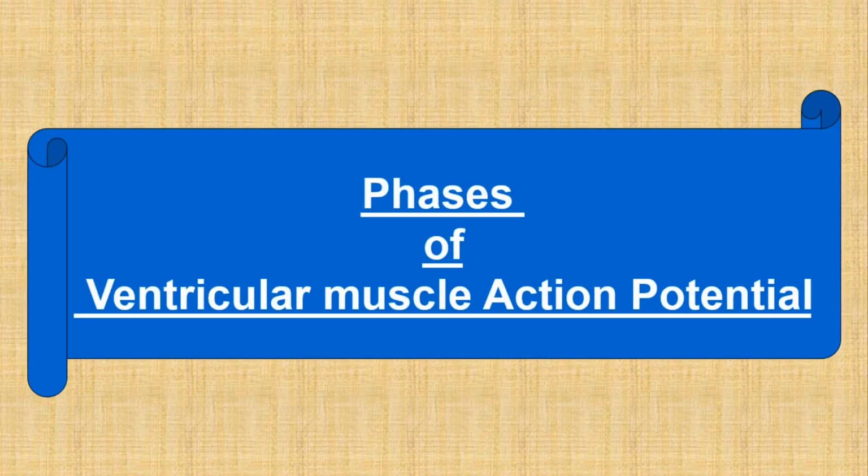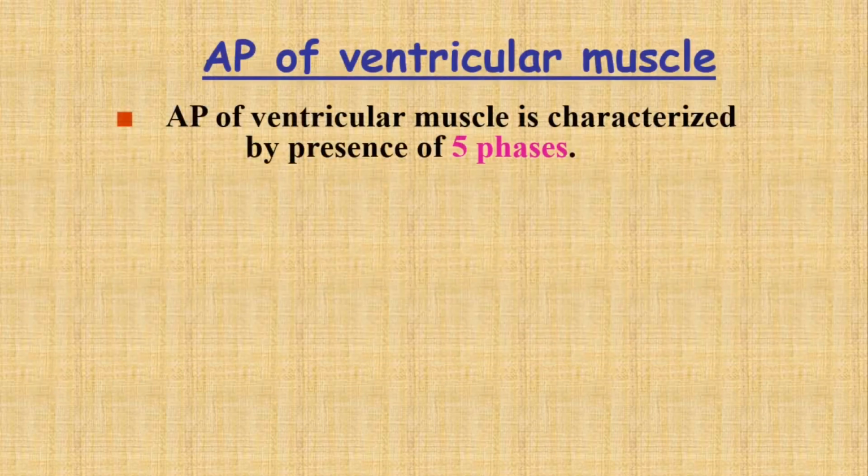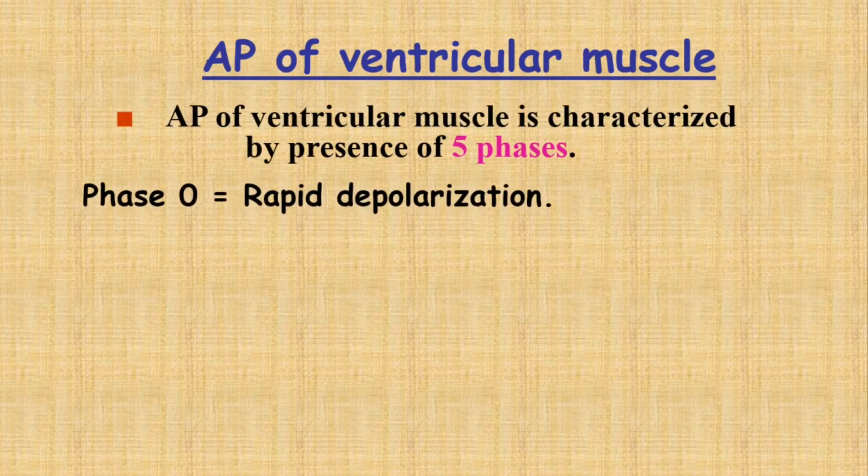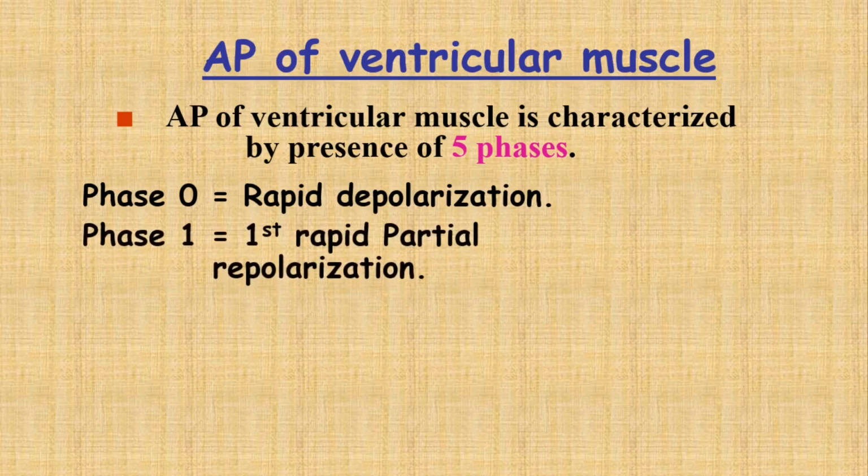What are the components of the fast response action potential that is seen in the ventricular muscle? Let us see the phases of the ventricular muscle action potential. What are the 5 phases? If you see the action potential of ventricular muscle, there are 5 phases. Start with phase 0, that is called the rapid depolarization phase. Then the next phase, where the membrane potential becomes a little bit more negative but is not complete. It will not come back to the resting membrane potential. This is called the first rapid partial repolarization.